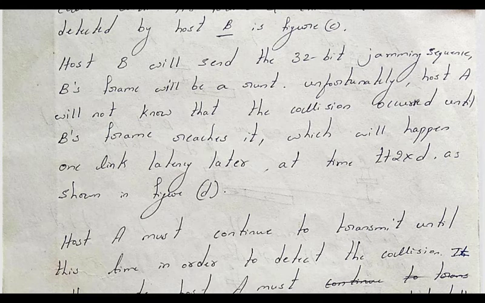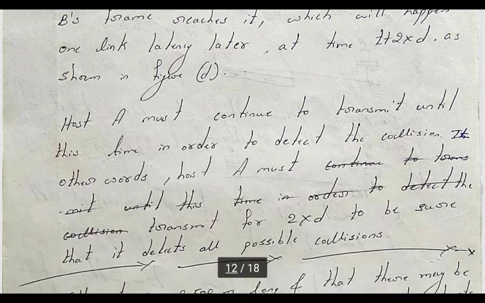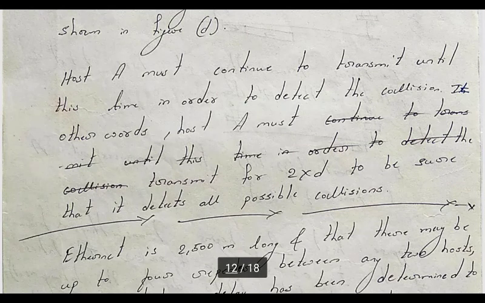At that time, the time will be T plus 2 into D. Is it clear? So, time will be T plus 2 into D. That is a two-way latency. Host A must continue to transmit until this time in order to detect the collision. Otherwise, host A must transmit for 2 into D to be sure that it detects all the possible collisions.